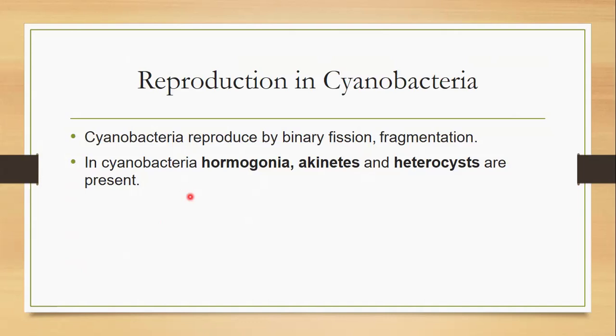Reproduction in cyanobacteria: they can reproduce and produce new cells through binary fission and fragmentation. We have learned about binary fission in the previous lectures on bacteria, whereas in fragmentation, the cyanobacteria thallus breaks down into small pieces, and each piece of the thallus is capable of producing a new organism.